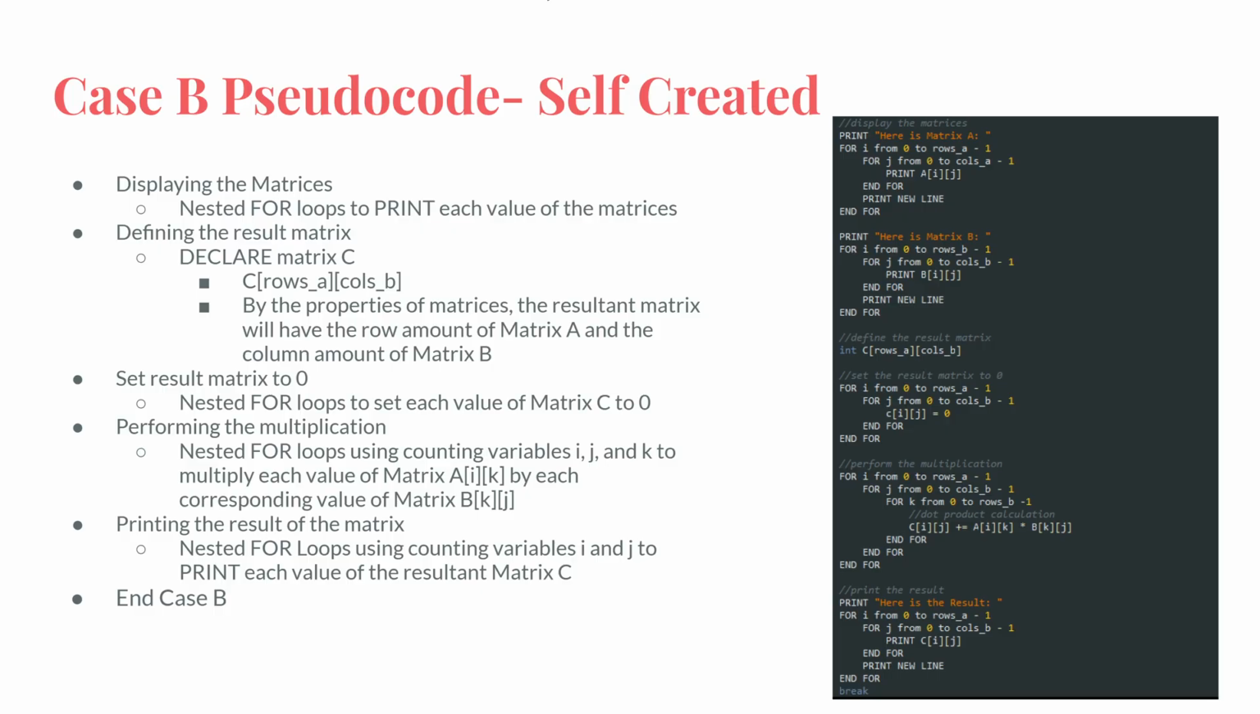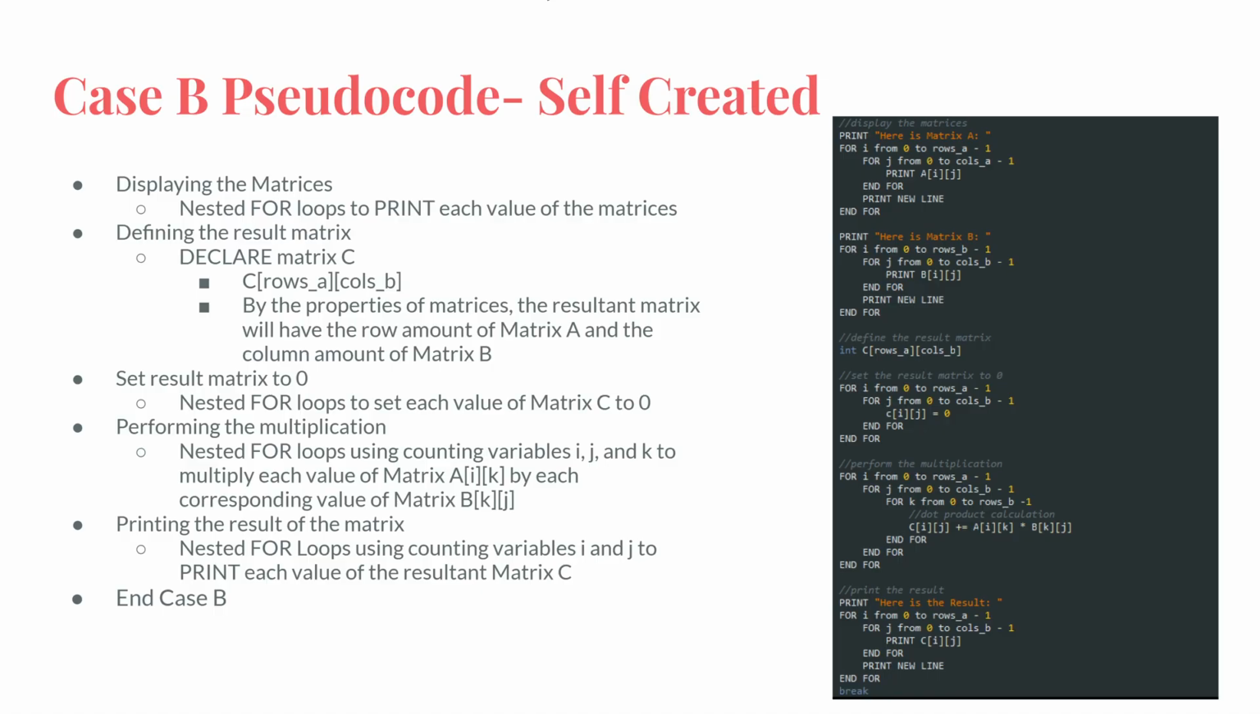Next, I define and declare the result matrix, which I labeled as C, and I correspond the dimensions to the rows of matrix A and the columns of matrix B. And I do this because of the properties of matrix multiplication, where if the rows of matrix B are equal to the columns of matrix A, then the resultant matrix will have the dimensions of the rows of matrix A and the columns of matrix B.